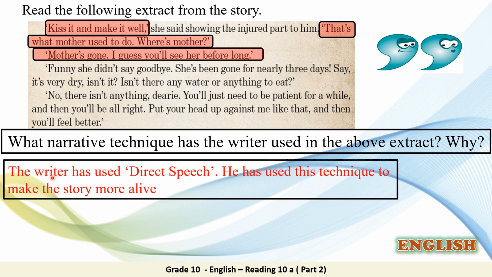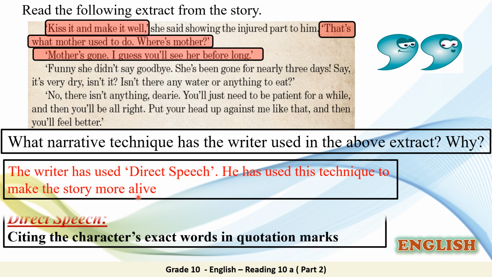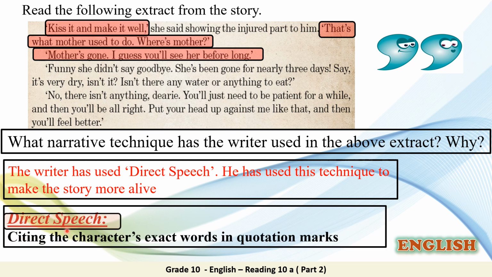That's right. The writer has used direct speech. He has used this technique to make the story more alive. So, direct speech technique is citing the character's exact words in quotation marks to make the story more alive.